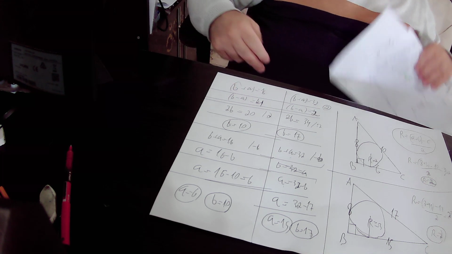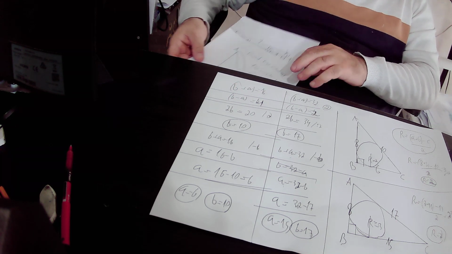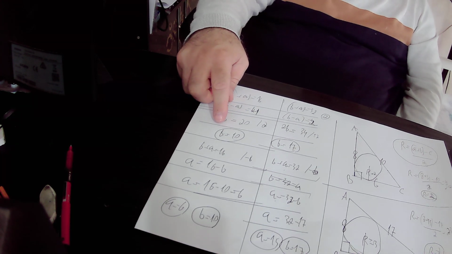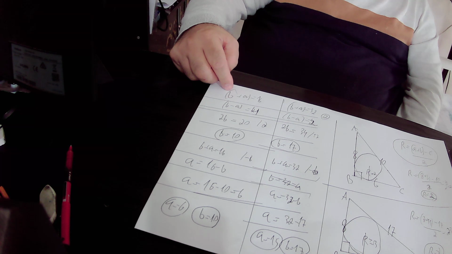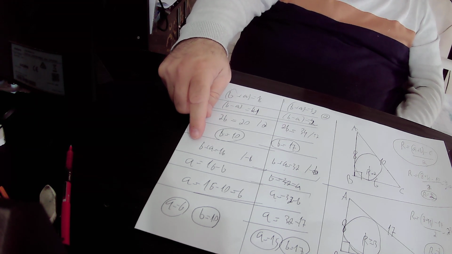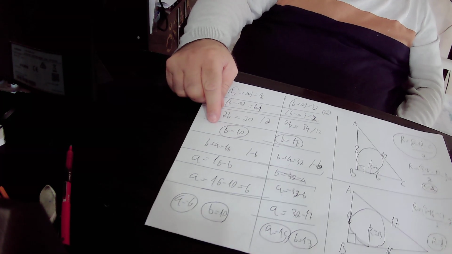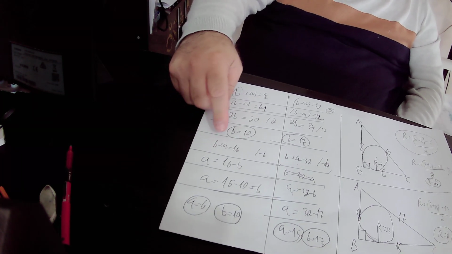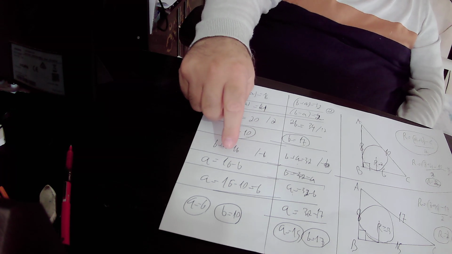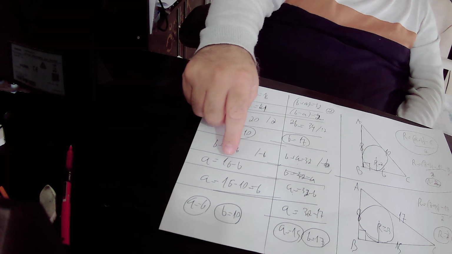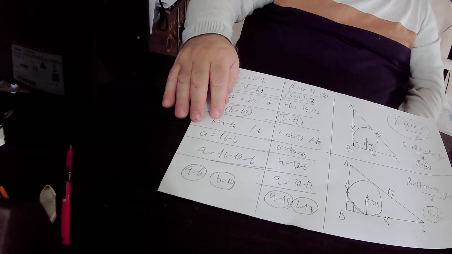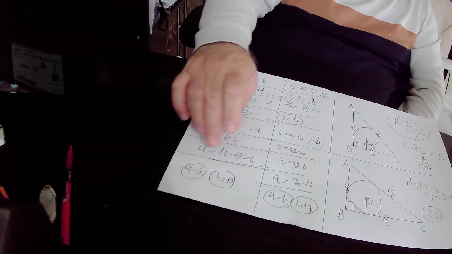So in conclusion, we found out that 2b equals 20. We divided this equation by 2 and found out that b equals 10 units. Then we have this equation that b plus a equals 16. We subtracted b from this equation and found out that a equals 16 minus b. But b equals 10, so we substitute b by 10 and we get that a equals 16 minus 10, that is 6. So in conclusion, we found out that a equals 6 units and b equals 10 units.